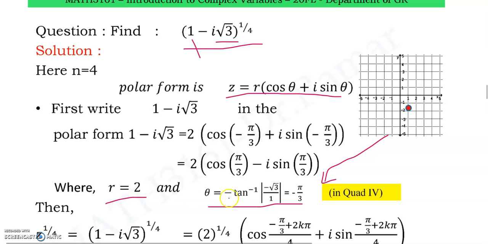So now we know r and theta. Now you substitute r and theta in this rule so that we can write the polar form: 2 times cosine of minus pi over 3 plus i sin of minus pi over 3. Cosine of minus theta is cosine theta. For sine of minus theta, you put the minus outside.